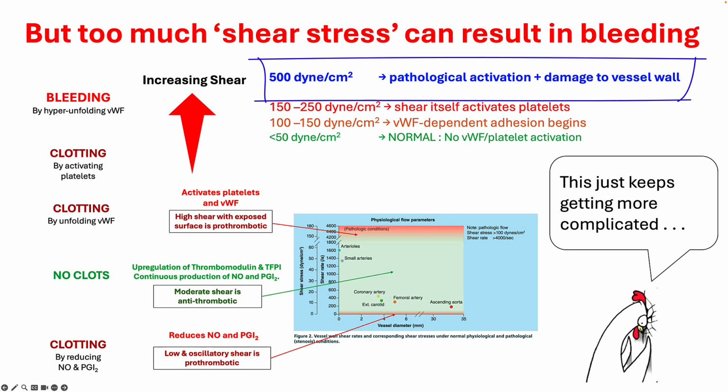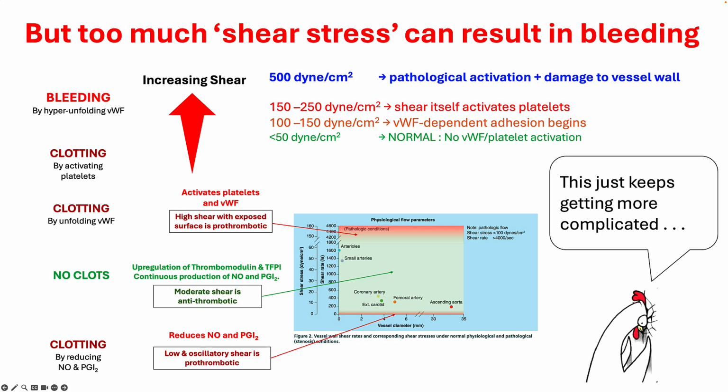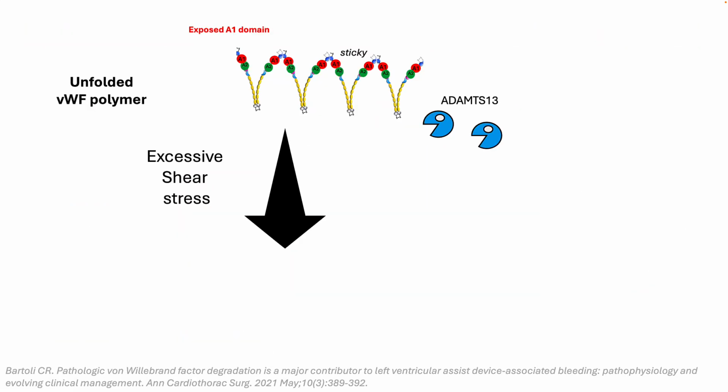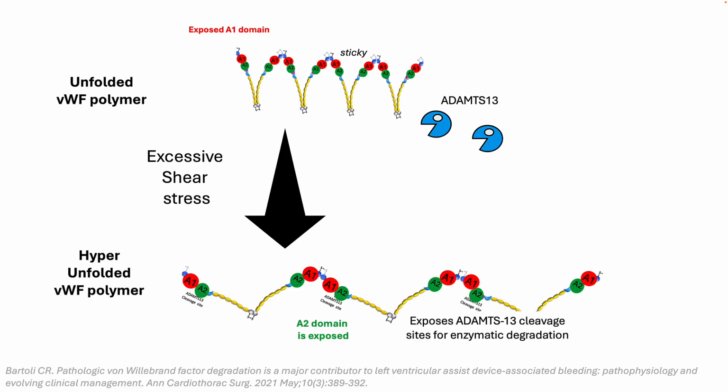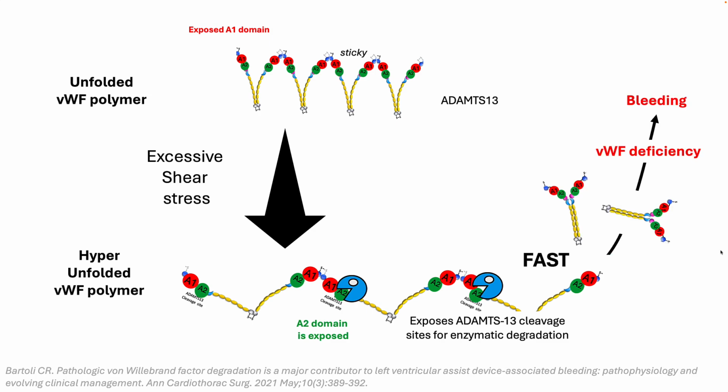Now, when the shear continues to increase, very, very high shear can result in pathological activation and damage to the vessel wall. Excessive shear forces can hyper unfold von Willebrand factor. So this exposes your A2 domain, and this makes it easier for ADAMTS13 to cleave the polymer into oligomers. This can lead to depletion of von Willebrand factor stores, leading to von Willebrand factor deficiency, and this can lead to bleeding. There's also non-enzymatic degradation. Shear stress by itself can tear the von Willebrand factor multimers into smaller multimers.